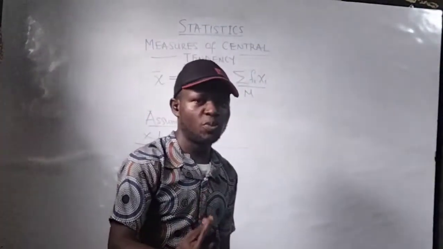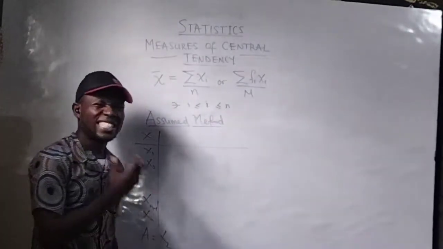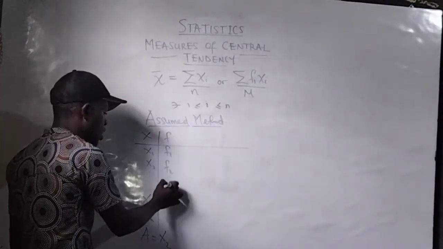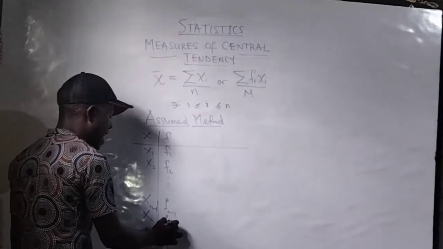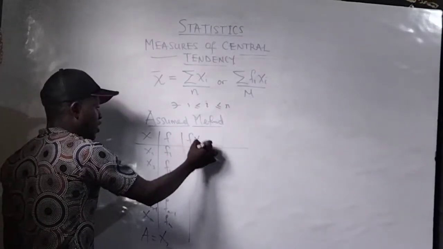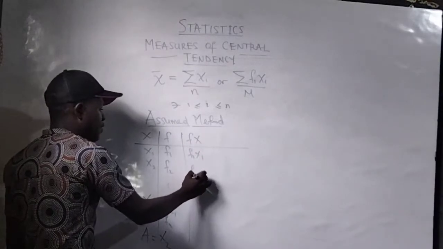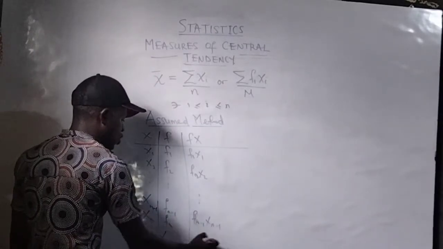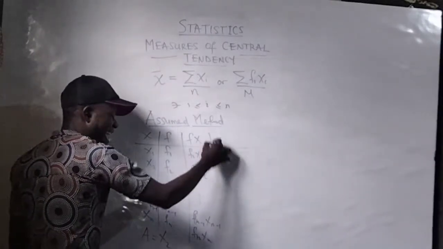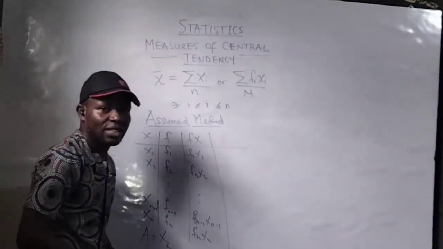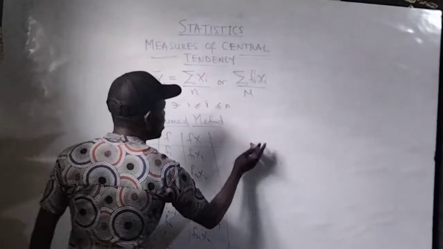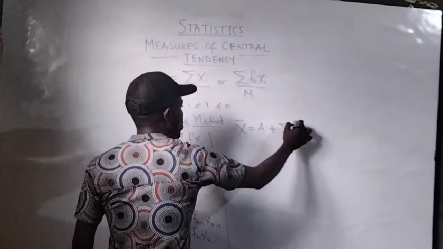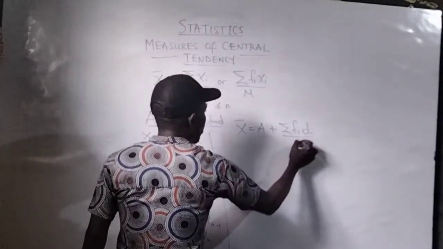After this class, trust me, you're going to have an example that will make you relate to these things easily. So perhaps you have your frequency f1, f2, down to fn minus 1 and fn. Then you have your fx to be f1x1, f2x2, down to fn minus 1 xn minus 1, then fnxn. Then you can write your formula for the assumed mean to be x bar equals a plus summation fi di all over capital N.